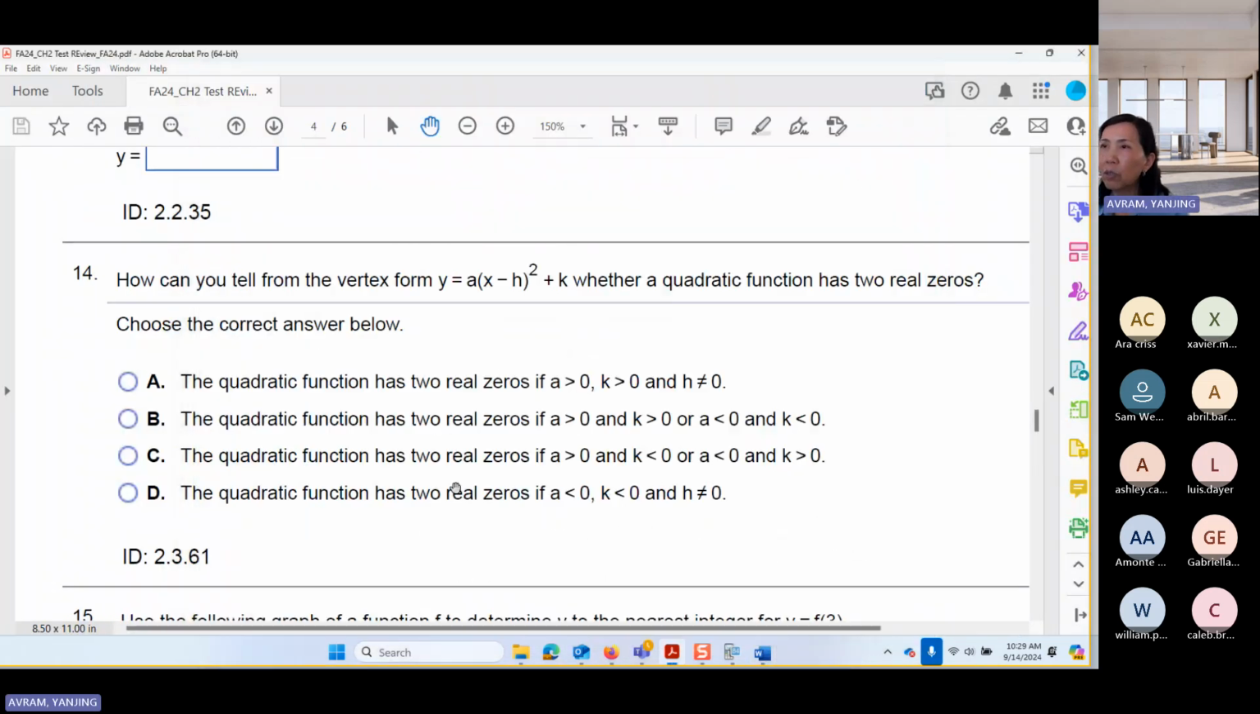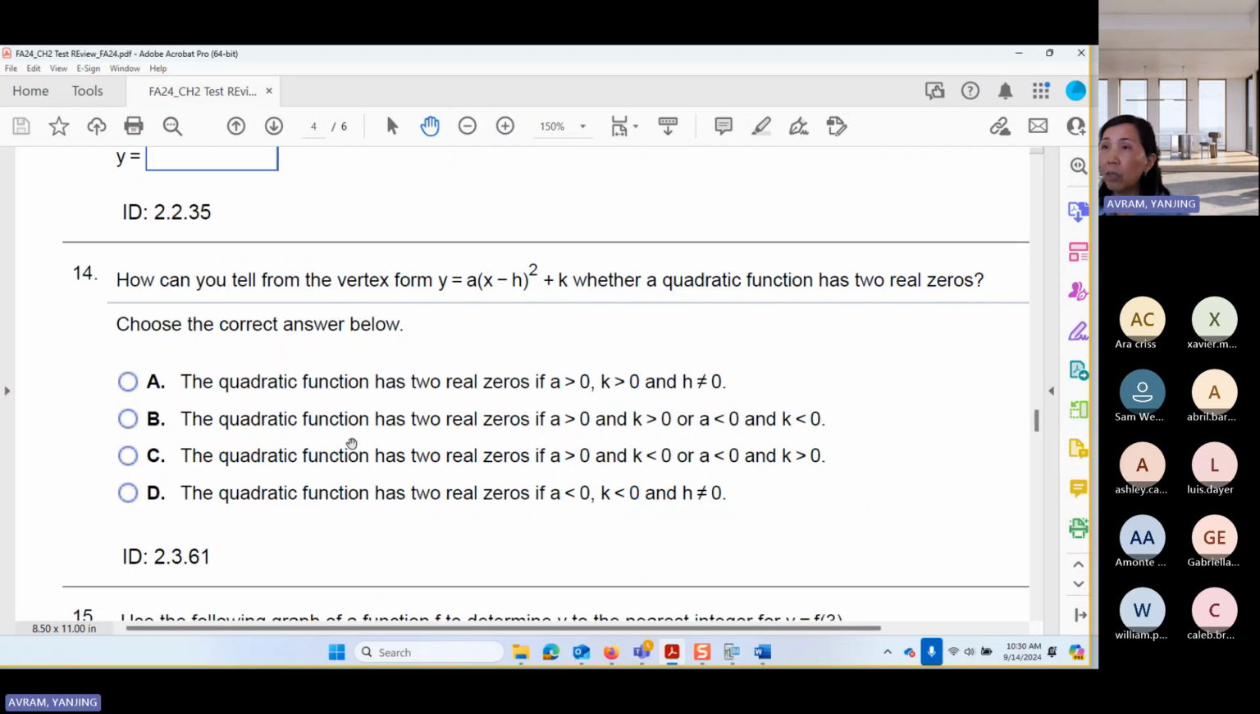Let's see how we can choose the answer in here. The quadratic function is, if a is positive, k is 0, and h is not 0. All right, so when a is positive, that means facing up, right? Facing up, and then h is not 0, okay? H is not 0. That means x minus h won't be 0, right? So A apparently is okay. Let's see if it's complete or not.